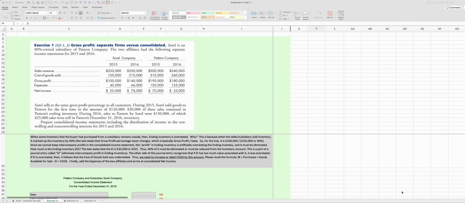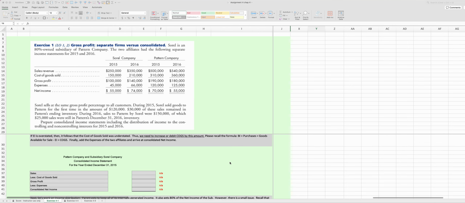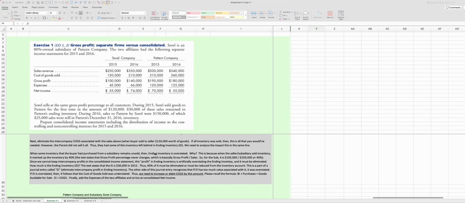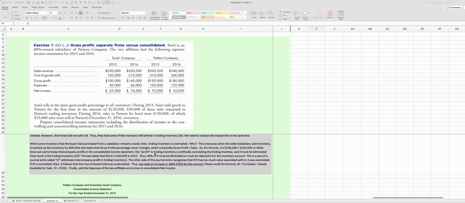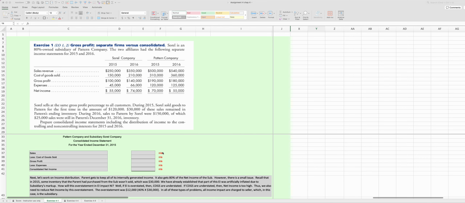They're asking us to prepare consolidated income statements, including the distribution of income for both the controlling and the non-controlling interest for both years. So let's get started with this one and see if we can help you with this problem. Although I've provided copious notes on this problem, and I noticed there were some small errors, I still thought it would be beneficial to go through this together. We're going to take a look at 2015 in the beginning and start there.